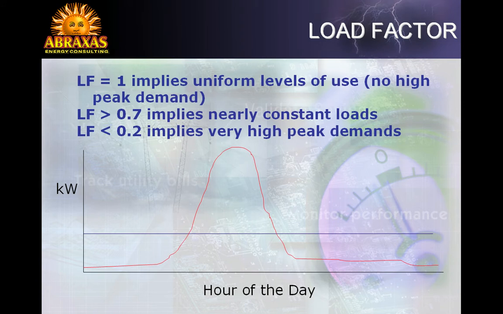Load factors are represented as either a ratio from 0 to 1 or as a percentage from 0 to 100%. A load factor of 1 implies uniform levels of use, meaning there is no high peak demand. Load factors greater than 1 are hypothetically impossible, but appear occasionally on utility bills and are usually an indicator of metering errors. Load factors greater than 0.7 represent meters that have nearly constant loads. Equipment is likely not turned off at night, and peak usage relative to off-peak usage is low.